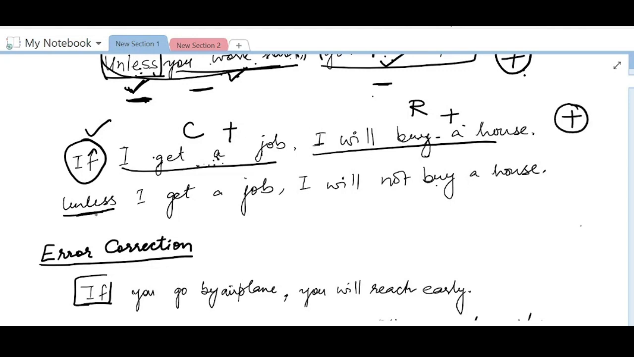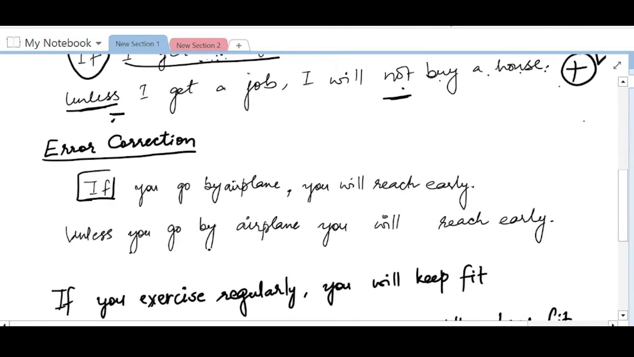Now I am using unless. Unless is a negative word. Unless I get a job, I will not buy a house. This is minus, this is minus. So minus minus plus. Understood? So it means my answer matches my question. This means that my answer is correct. I have not made any kind of mistake in my answer. Clear? If I get a job, I will buy a house. Unless I get a job, I will not buy a house. Okay? Okay. Now let's check whether you have understood or not.